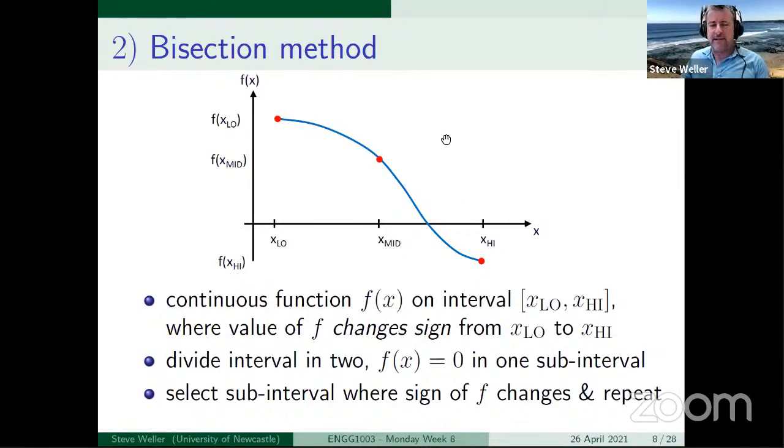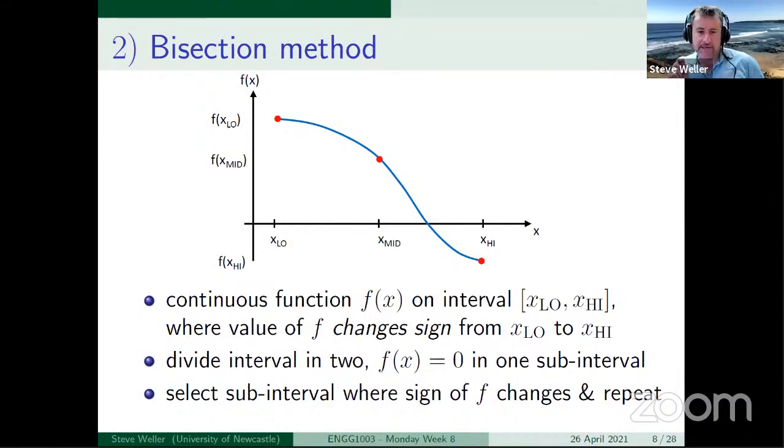So you can sort of get the sense that if one of the values is too low and one of the values is too high, sort of like the Goldilocks zone, somewhere in the middle must be a value where the function crosses the horizontal axis. And the bisection method exploits that property.